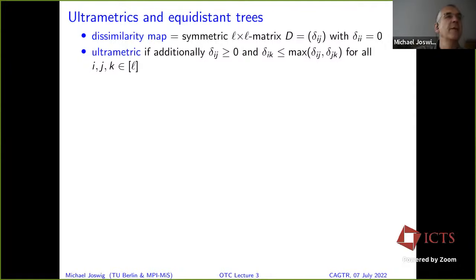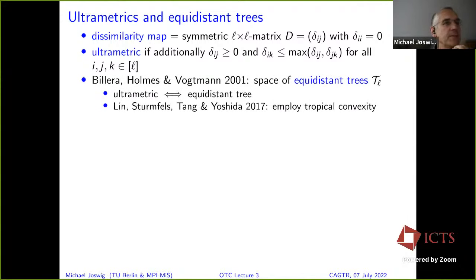In particular, if I ask for a strengthened form of the triangle inequality, namely the ultrametric inequality, the coefficient delta ik is at most the maximum of delta ij and delta jk for all choices of i, j, and k. So there are general dissimilarity maps, and some of them are ultrametrics, and these are the ones that I'm interested in, because they correspond to equidistant trees.